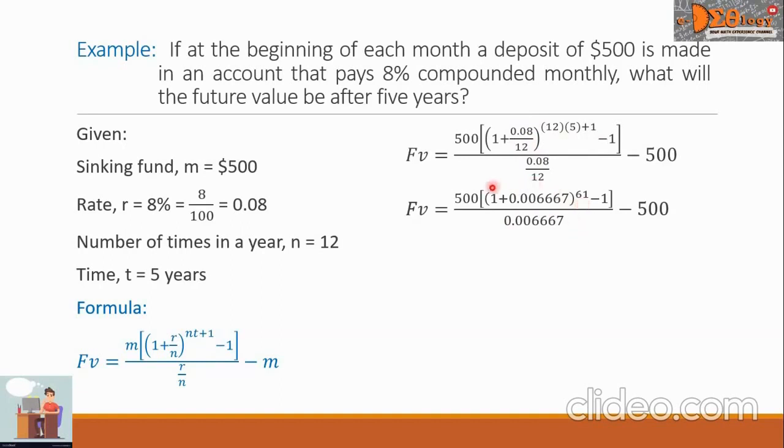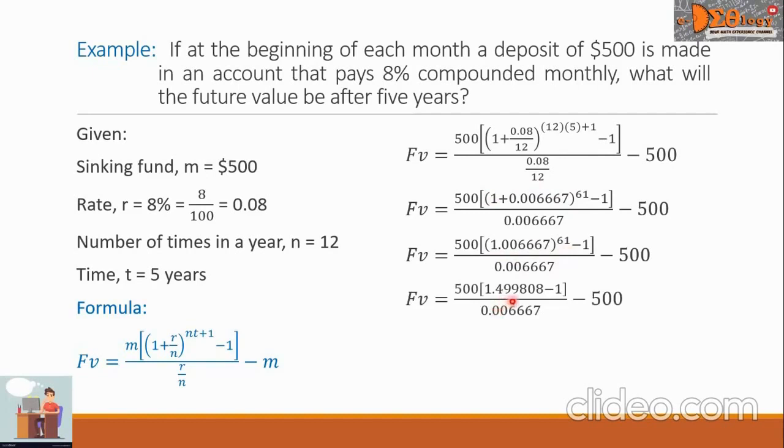And then, inside this grouping symbol is the constant one plus the pure decimal. We'll just combine them together. So we have 1.00667, and this value now is raised to 61. Using our calculator, the value will be 1.499808. And then we will subtract this decimal by the constant 1.